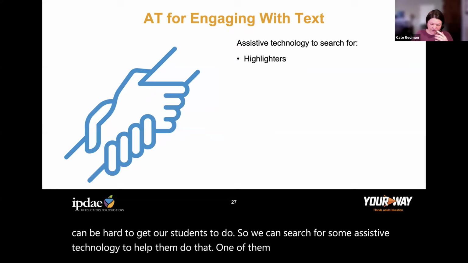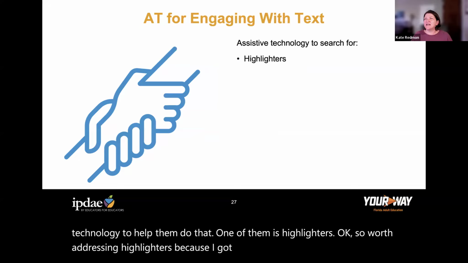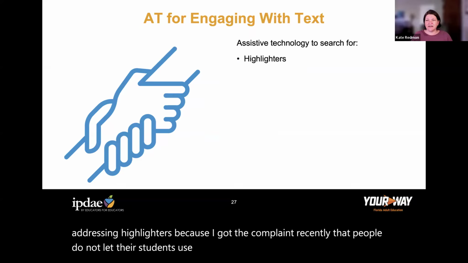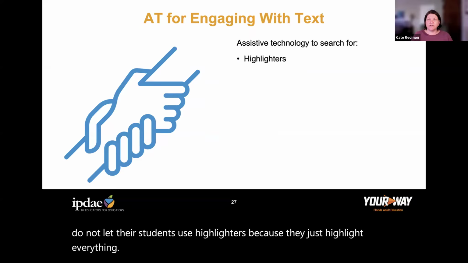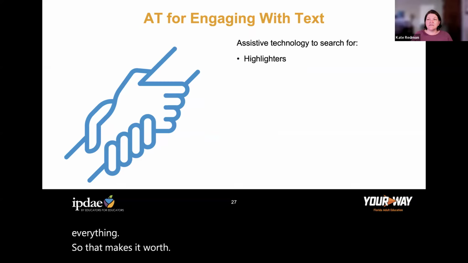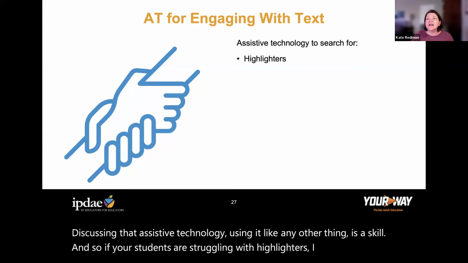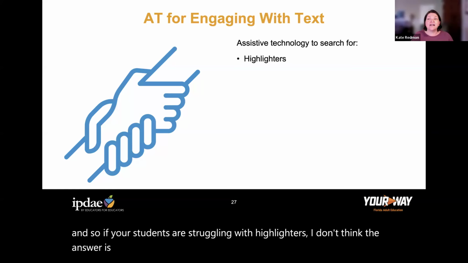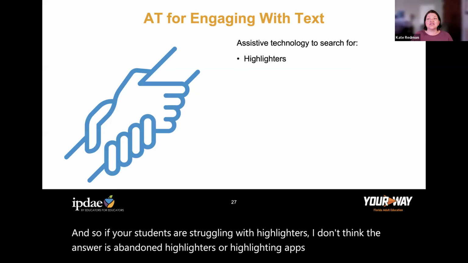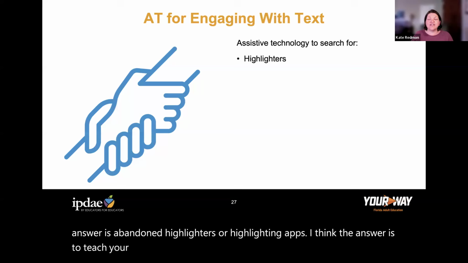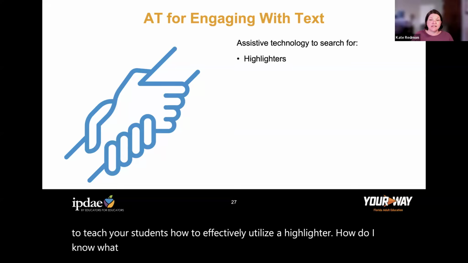Okay, so worth addressing highlighters because I got the complaint recently that people do not let their students use highlighters because they just highlight everything. So that makes it worth discussing that assistive technology, using it like any other thing, is a skill. And so if your students are struggling with highlighters, I don't think the answer is abandon highlighters or highlighting apps. I think the answer is to teach your students how to effectively utilize a highlighter. How do I know what to highlight? And that's a skill to demonstrate, and that's a skill to practice.